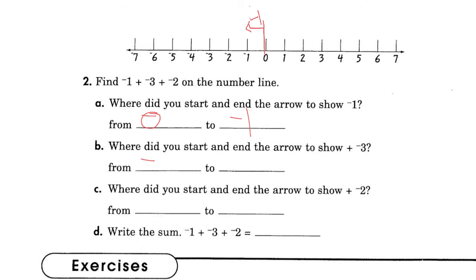Where did you start and end the arrow to show -3? Well, we're starting at -1. I'm going to change colors. We start here at -1 and go 1, 2, 3 to the left. So that's -3. We ended at -4. Then it says, where did you start and end the arrow to show -2? We start at -4, right here, and go 1, 2. That's -2. And so we ended at -6. So write the sum: -1 plus -3 plus -2. Our answer is -6. That's one way to do adding integers.